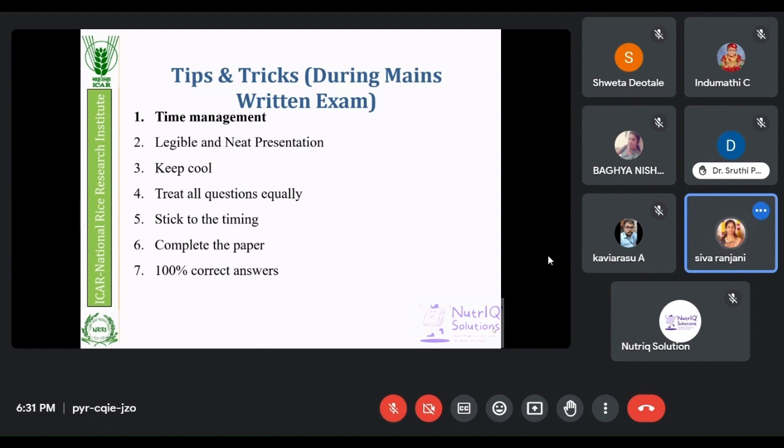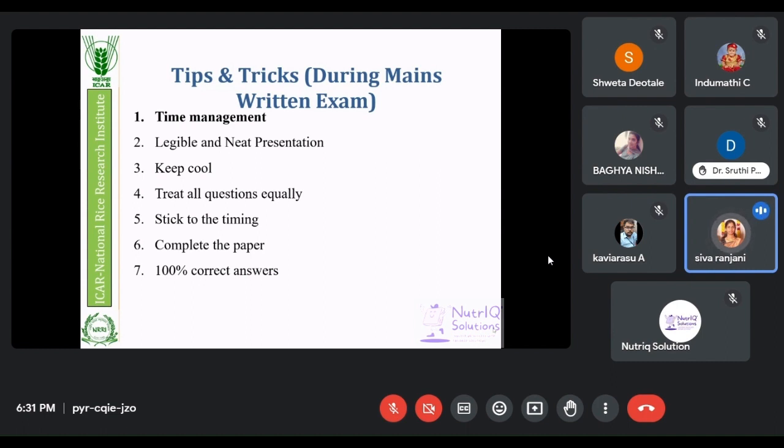Even if you know more on a particular topic, you restrict and control yourself and just write what is required and nothing more than that. In that way you will be able to complete the question paper also, and you can give a good impression to the evaluator that you have covered everything.